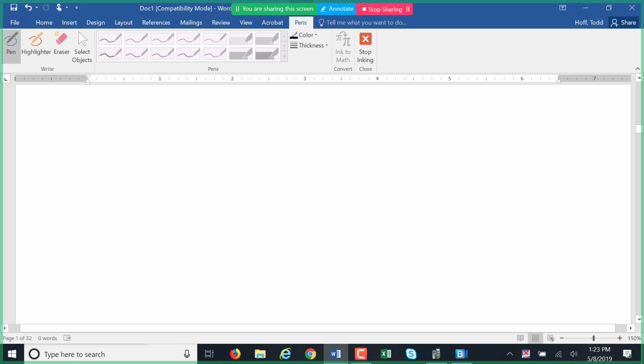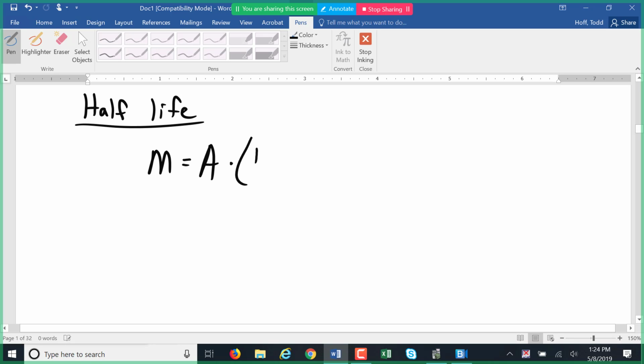We had all sorts of exponential equations we talked about in the last week. Probably the simplest one is a half-life. The half-life, remember, the amount of material left, I'll do m for the amount of material, is equal to an initial amount times 1/2 to the power of t in years, or whatever time the half-life is in, divided by the half-life.